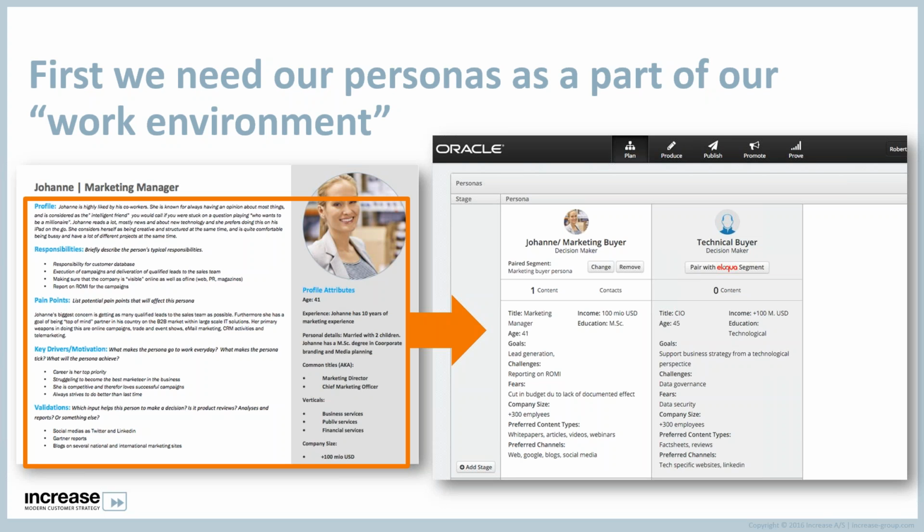So in the platform, we can have as many personas that we would like. In this case, we've just created two, a marketing buyer and a technical buyer. If you were in the market for a platform like the Content Cloud or the Oracle Marketing Cloud in general, usually there would be a number of different buyers in that decision making.